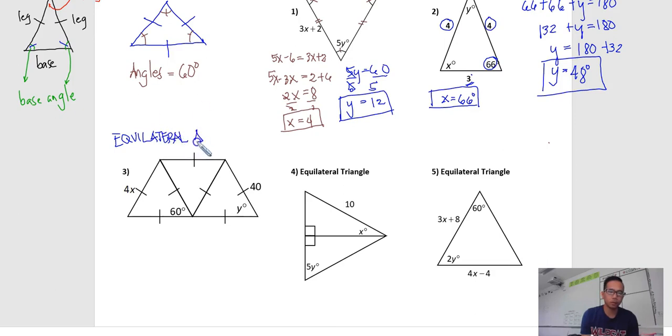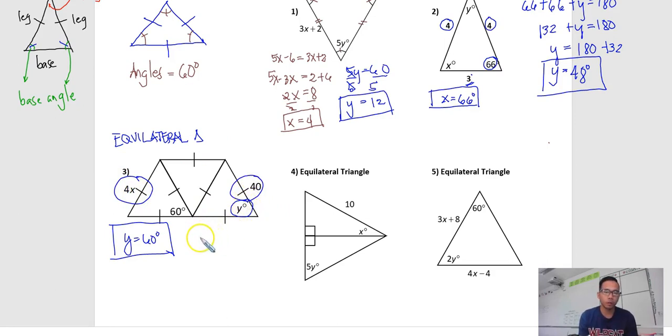Thus, all of the sides are congruent and all the angles are congruent. So this one, again, it's always 60 because it's an equilateral triangle. Now your x here, it's 4x, and that 4x is congruent to all of the sides here, which is, again, 40 there. So I have 4x is equal to 40. So I'm going to divide both sides by 4, which is x is equal to 10. So my x is equal to 10.